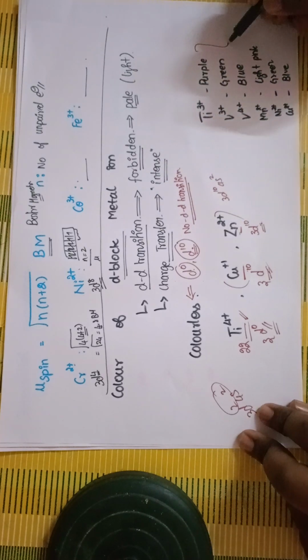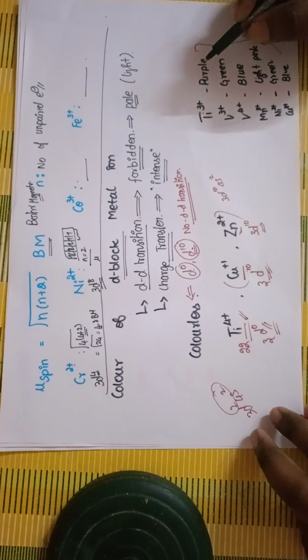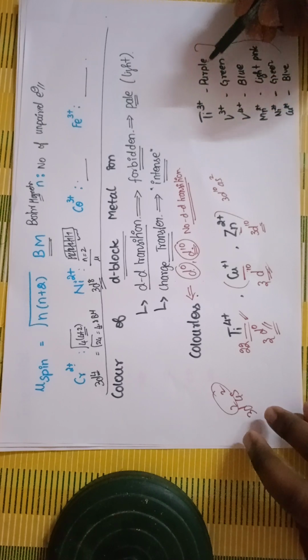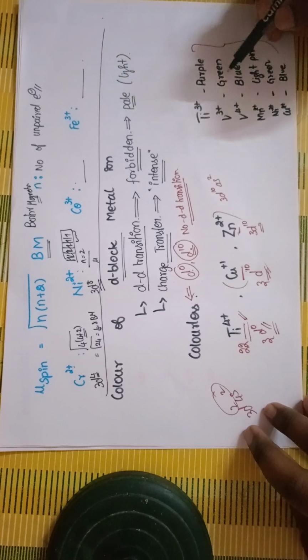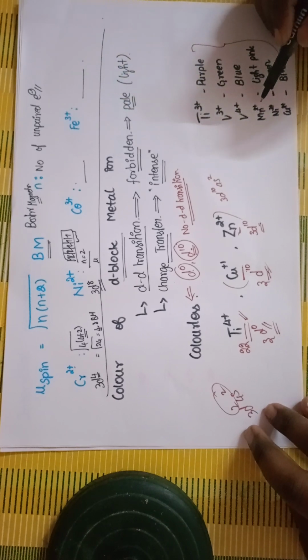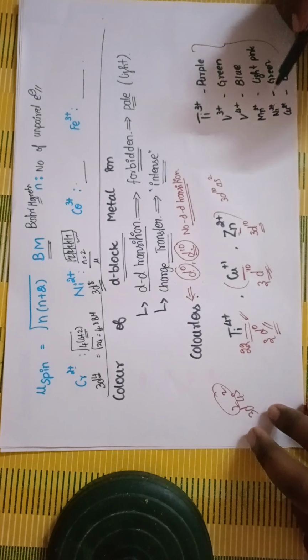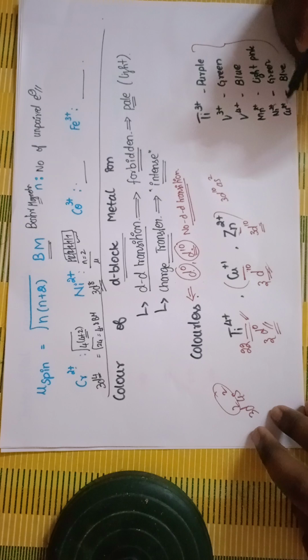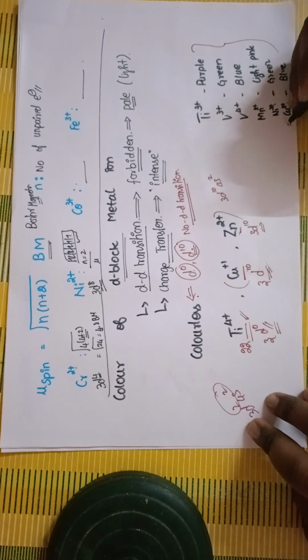And note down the colors of some d block elements, 3d series elements, just for our understanding. Titanium 3 plus purple, vanadium 3 plus green, vanadium 4 plus blue, manganese 2 plus light pink, nickel 2 plus green, copper 2 plus blue. Copper 2 plus is colored because of the d9 configuration.